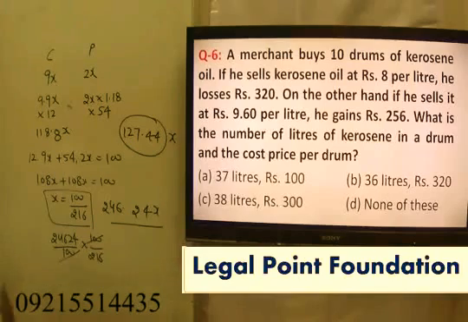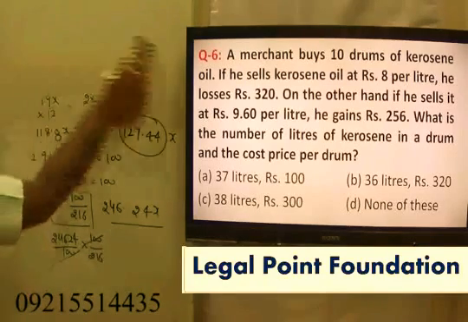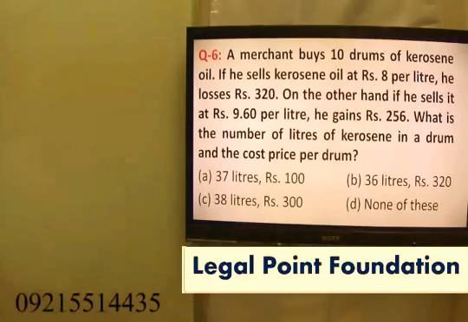Next, we have question number 5 here. Read the question. A merchant buys 10 drums of kerosene oil. If he sells kerosene oil at a rate of 8 per liter, he loses rupees 320. On the other hand, if he sells it at 9.6 per liter, he gains 256. What is the number of liters of kerosene in a drum and the cost price per drum?